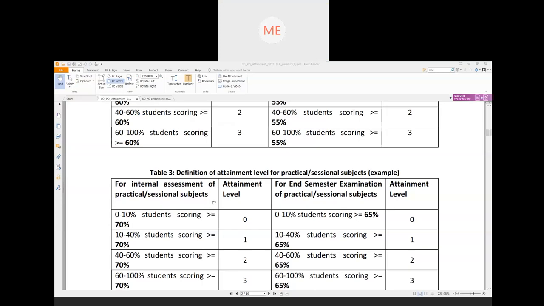Sir, if the attainment level is not reached for one course, or it is not improved, then what remedial measure do we need to show? Does NBA expect us to show some remedial measure? Yes. Maybe what they expect is what you have done, the continuous improvement there.